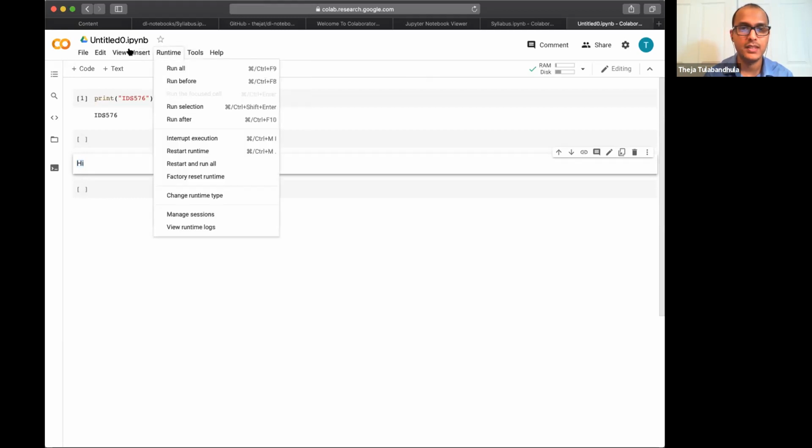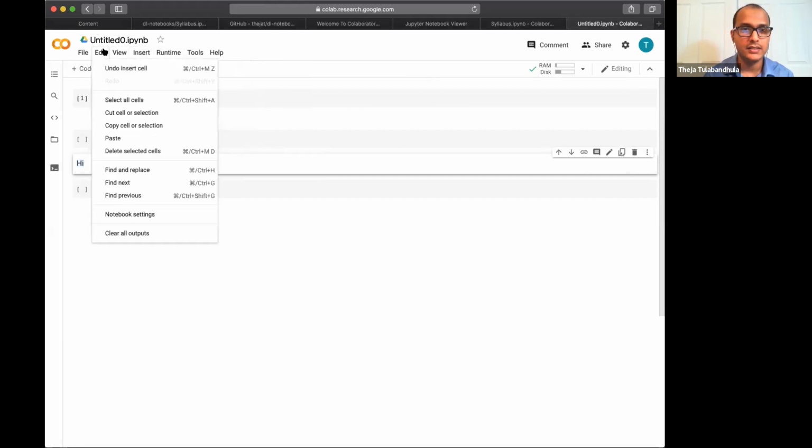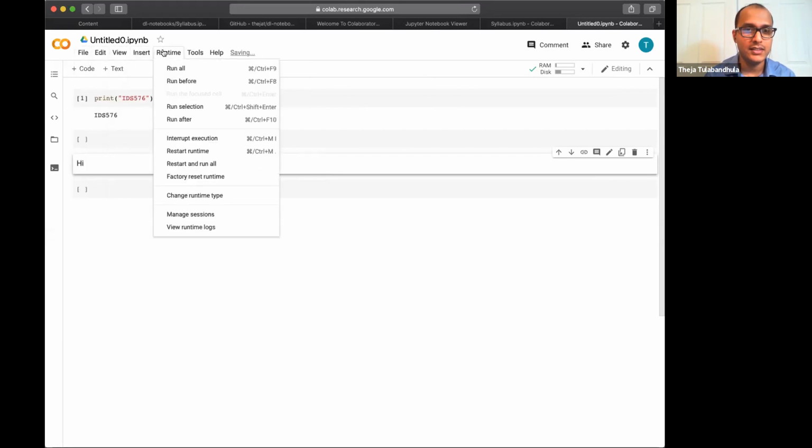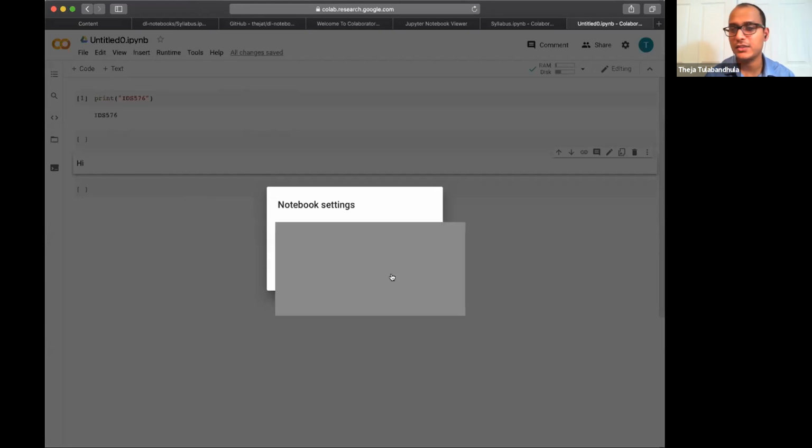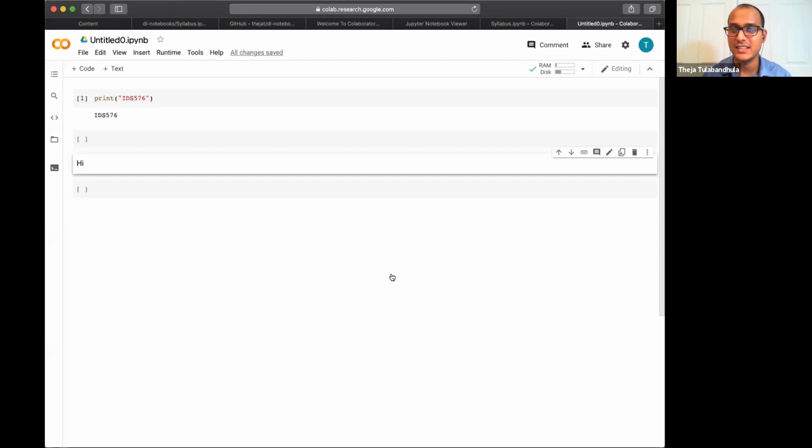You can use a GPU or a TPU here, and as long as you don't excessively use it, you can actually use a GPU, and that's a hardware accelerator useful for training the type of models that we'll be looking at in this course.